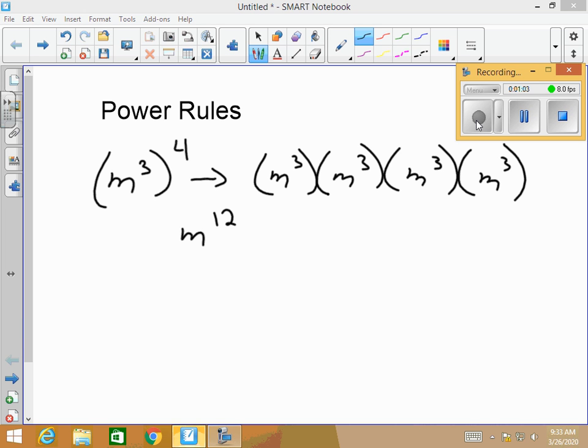Well, this becomes a lot easier had I just gone m to the third times 4, which will still get me that m to the 12th number, and it does it in a lot less steps.